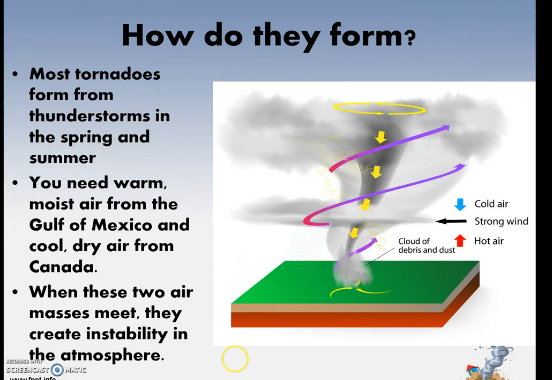This is because warm, moist air from the Gulf of Mexico meets cool, dry air from Canada, right in the middle of the United States. This most likely happens during spring and summer. And as these two air masses meet, they create instability in the atmosphere. The hot air wants to rise, the cool air wants to sink, and this will create this swirling cloud that we know as a tornado.